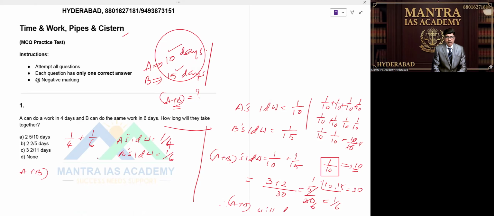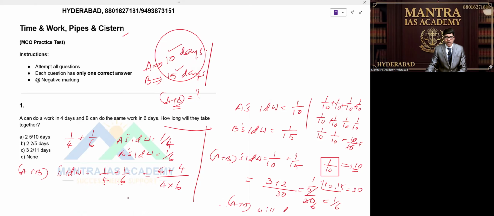A plus B's 1 day's work is equal to 1 by 4 plus 1 by 6. But while finding the LCM here, don't take the LCM of 4 and 6. Whenever you have this type of thing, better take the product of the denominators, 4 into 6. Cross multiply: 6 into 1 plus 4 into 1. This is a cross multiplication, and this is the best way of doing it.